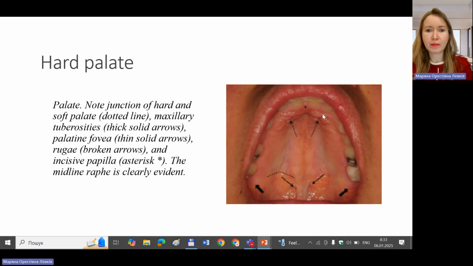On the hard palate, please note the junction of hard and soft palate on the dotted line, maxillary tuberosities, thick solid arrows, palatine fovea, thin solid arrows, and rugae, broken arrows over here. And incisive papilla over here is depicted by an asterisk. The midline raphe is clearly evident.